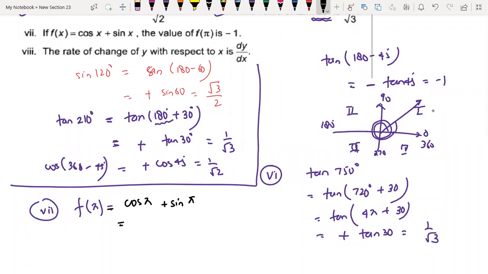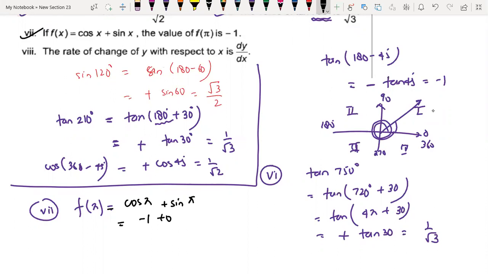Right. Pi means this is exactly pi plus 0, pi plus 0 or pi minus 0, and that becomes second quadrant. Second quadrant only sine is positive. So that means cos pi will be minus cos 0, and cos 0 is 1, so that will be -1, and sin pi, sin 180 is 0, so it is correct.